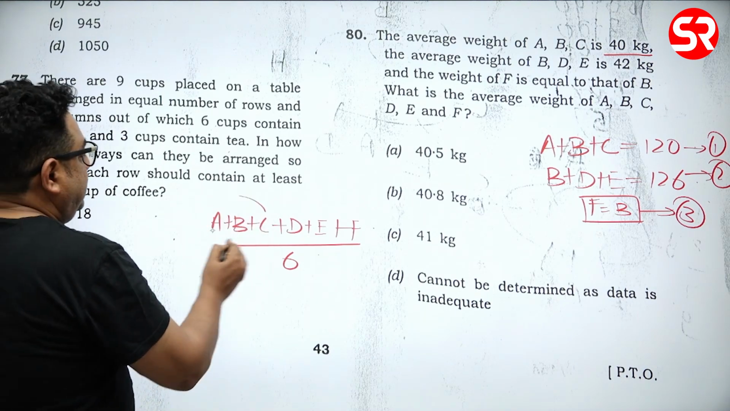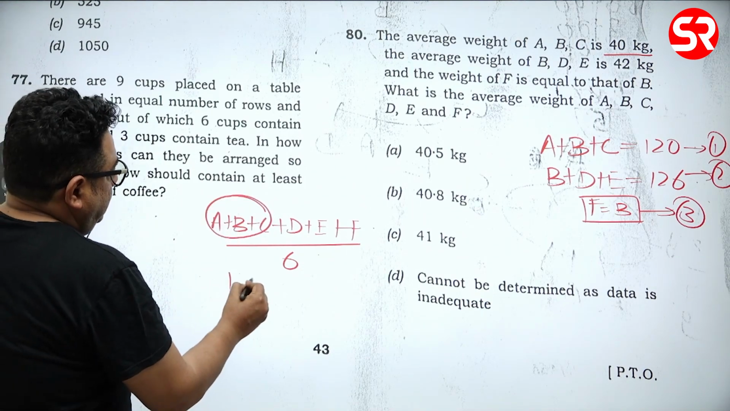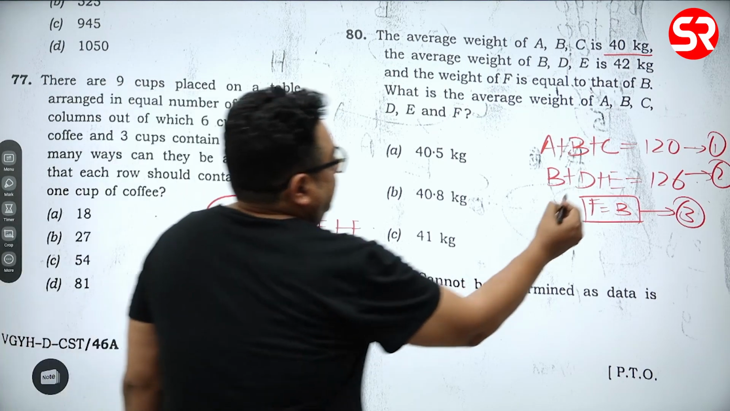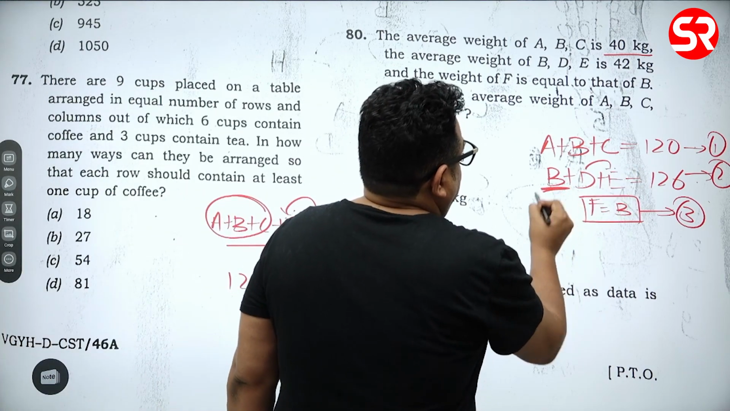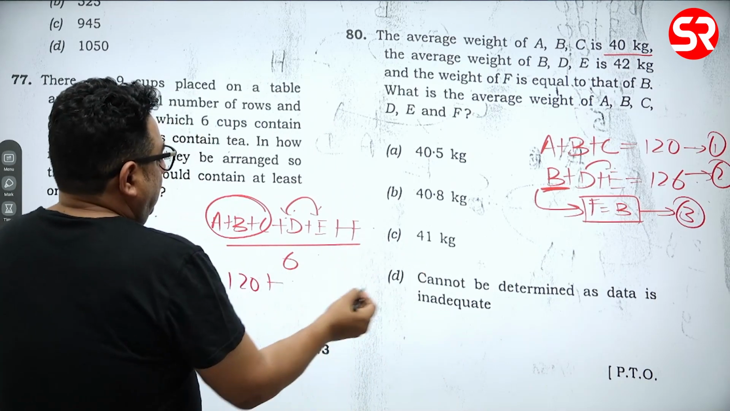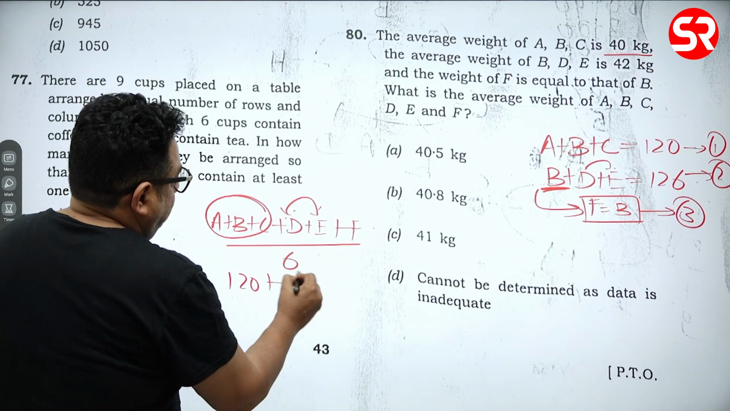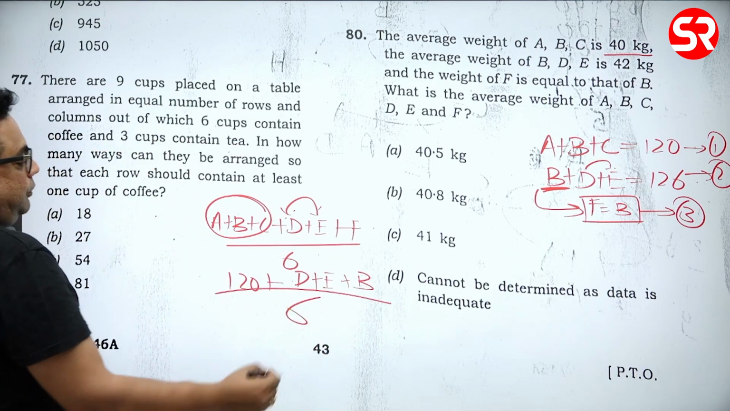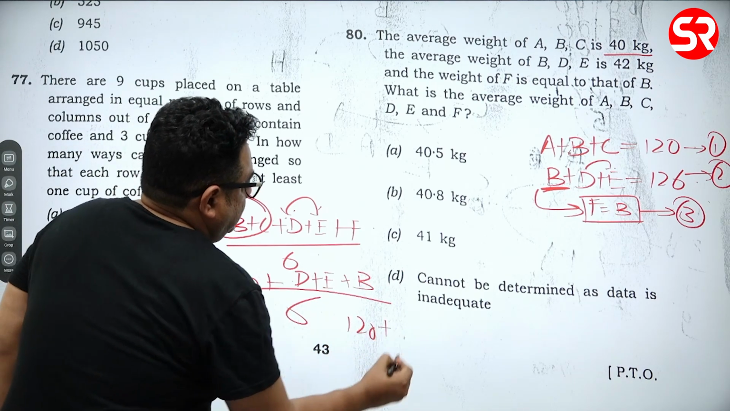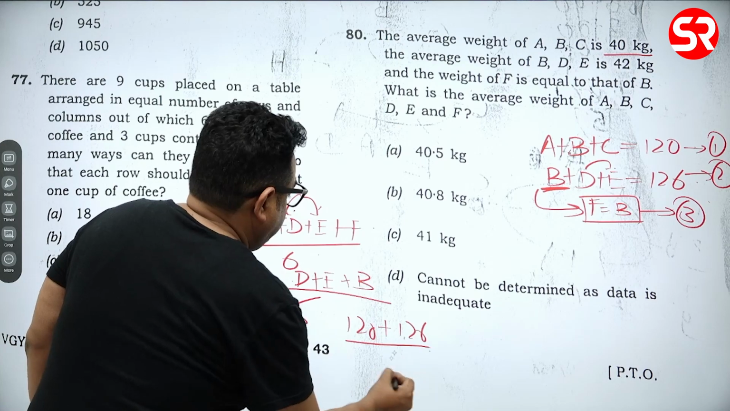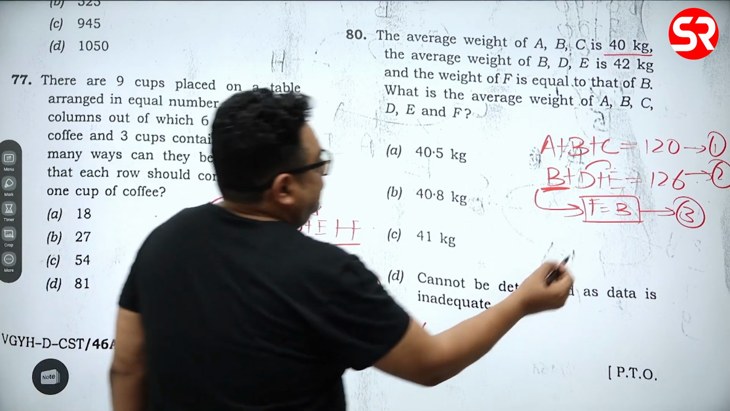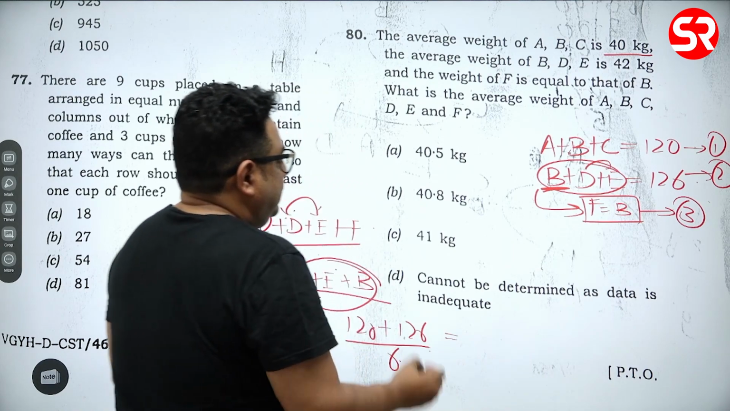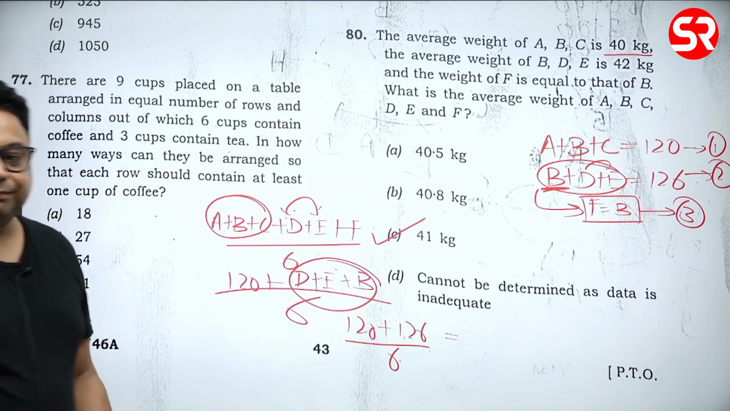So we know what A plus B plus C is, it is 120, and then D plus E plus B is given, and B is equal to F. So now I can easily say that this is equal to (A plus B plus C plus D plus E plus B) upon 6. So basically it is (120 plus 126) upon 6, because D plus E plus B is equal to 126. So your definite answer is coming out to be 41. Clear?